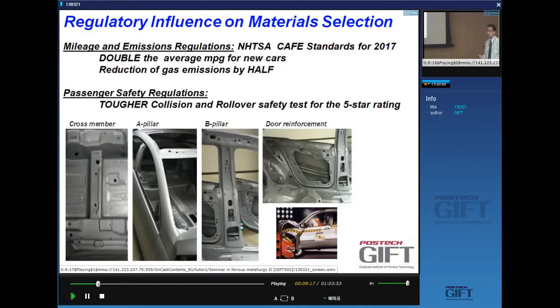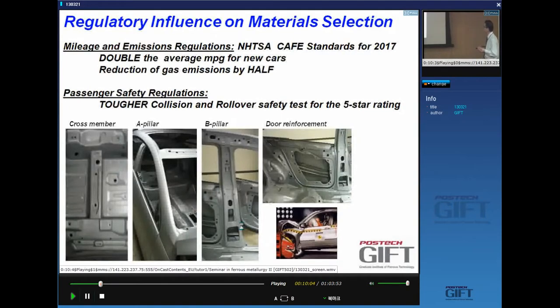In addition to materials competition, there are a lot of regulatory pressures, which will steer material selection in the industry. In particular, since last year, for instance in the US, we have very stringent targets for mileage and emissions regulations. And they're extremely hard. We are talking about doubling the average miles per gallon for new cars and reducing the gas emissions by half. That's point number one. And in terms of passenger safety, you know that many cars today can easily get through the 5 stars rating. There will be tougher collision and rollover safety standards.